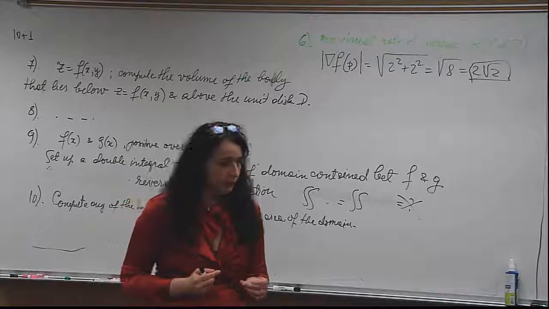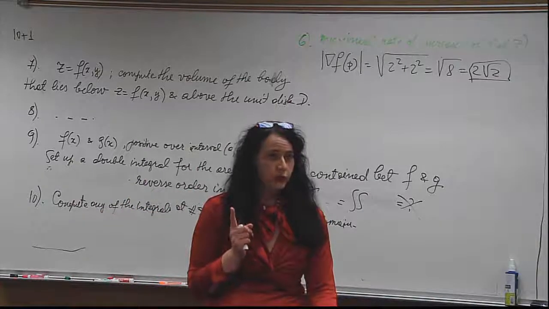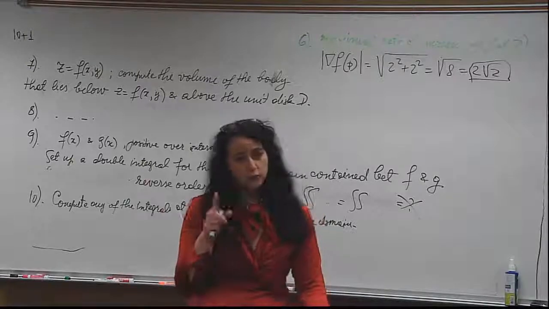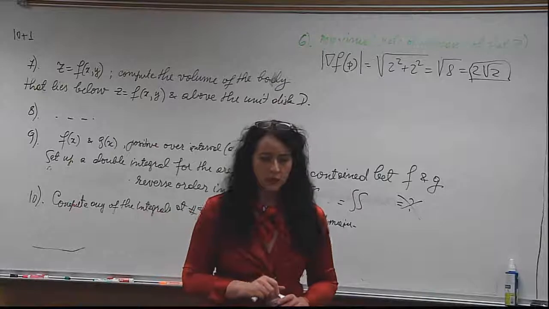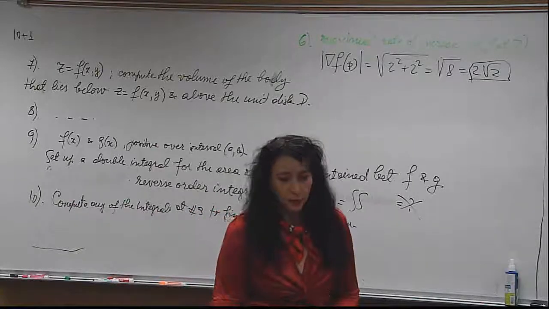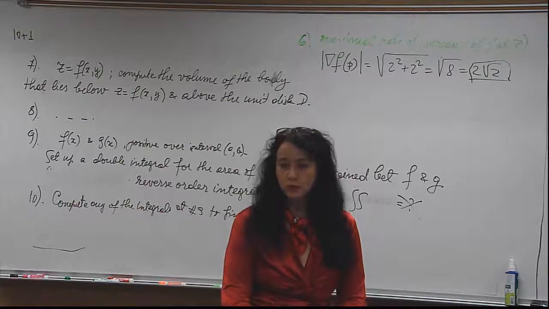And you may guess what it is, but keep in mind that for spherical coordinates you have to know the Jacobian. Don't hesitate. That's assumed to be memorized. Don't ask me in the middle of the exam, what was the Jacobian for spherical coordinates? You're supposed to know that as being what?